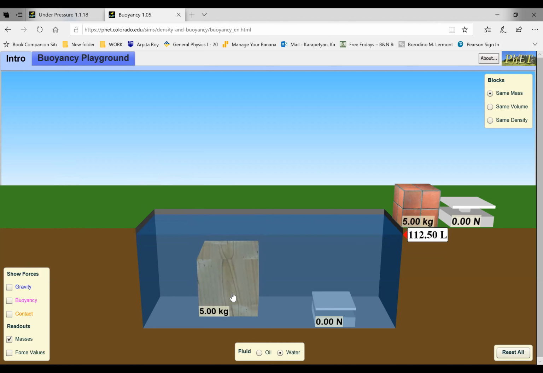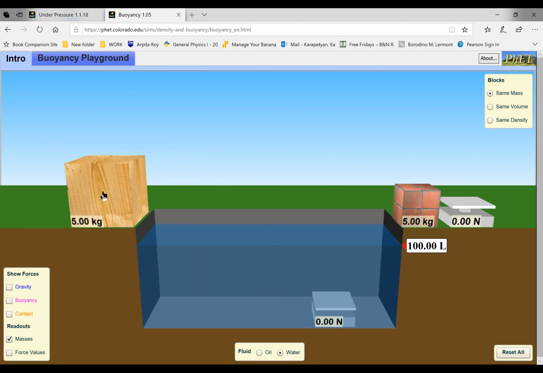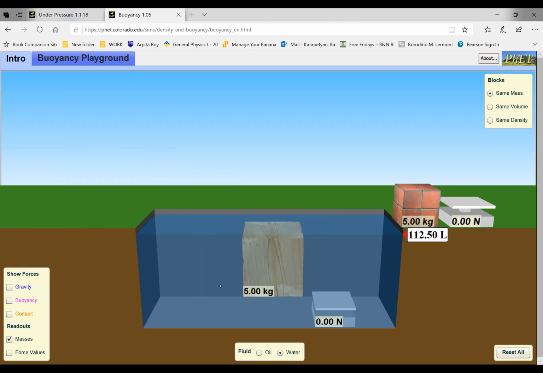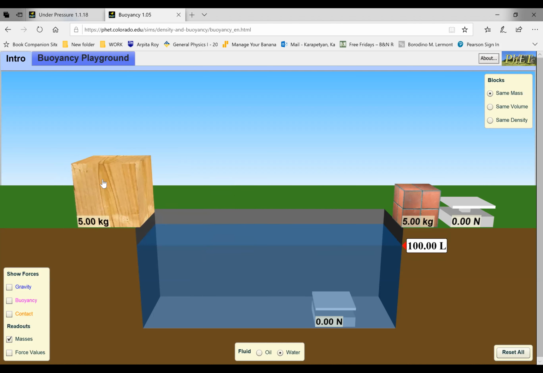So displaced fluid depends on the volume of the object, not mass. The bigger the volume of the object, the more water will be displaced. If I want to know the volume of this wooden block, its volume is exactly equal to the volume of water displaced. That means it also equals 12.5. All right, so now let's talk about forces.